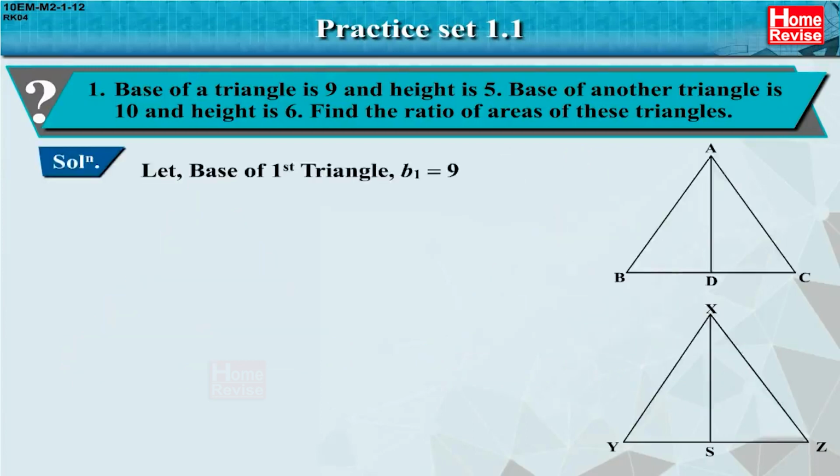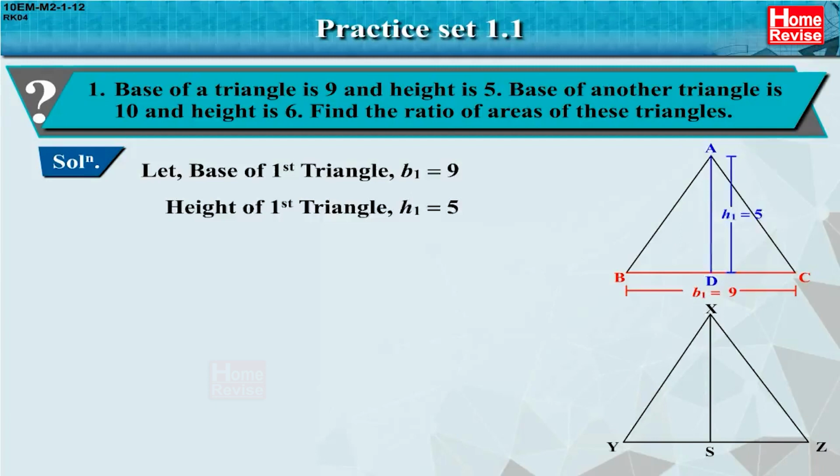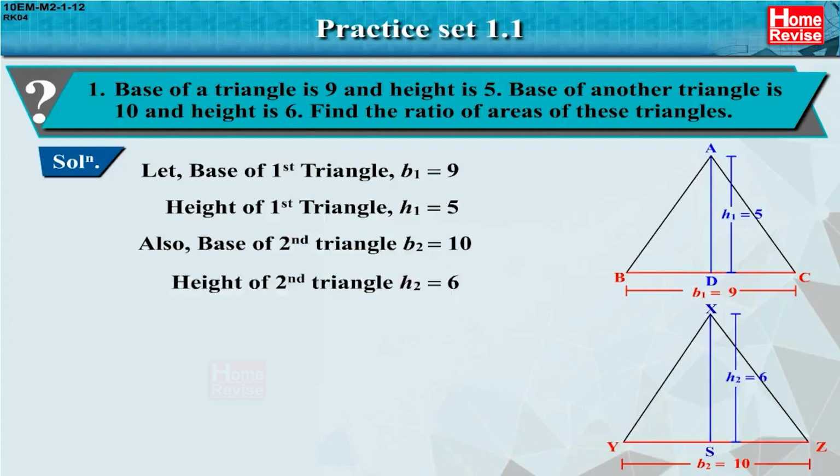Solution. Let base of first triangle B1 is equal to 9. Height of first triangle H1 is equal to 5. Also, base of second triangle B2 is equal to 10. Height of second triangle H2 is equal to 6.